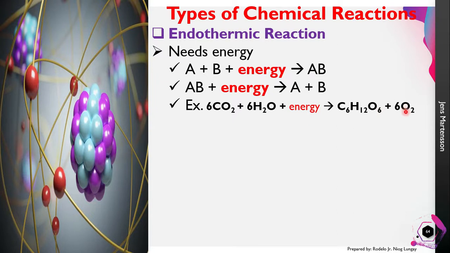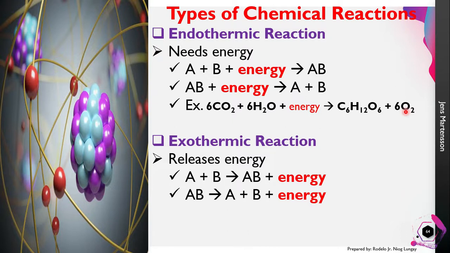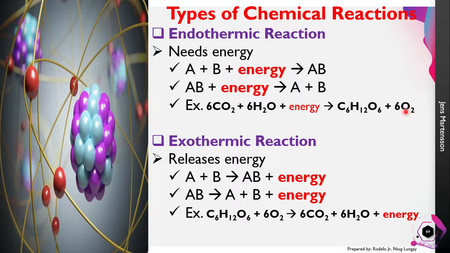The opposite of endothermic is exothermic, in which this chemical reaction releases energy. No energy is used, but energy is released. So this is the general formula for exothermic reactions: A plus B yields AB plus energy, meaning energy is produced. An example for this is cellular respiration. During cellular respiration, glucose reacts with oxygen to produce or to yield carbon dioxide and water, and energy is released in the form of ATP. That is during cellular respiration.